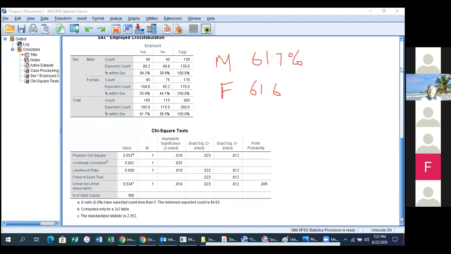Now, I've already told you this expected value the computer gives us, you can calculate as row total times column total divided by the grand total. For this first cell, the expected value will be 130 times 185, which is the column total, divided by 300. This one will be 130 times 115 divided by 300. This one will be 117 times 185 divided by 300. This one will be 117 times 115 divided by 300. You get those expected values.